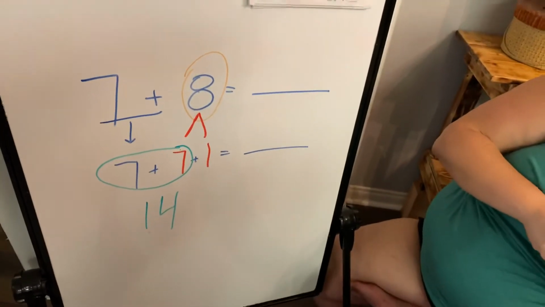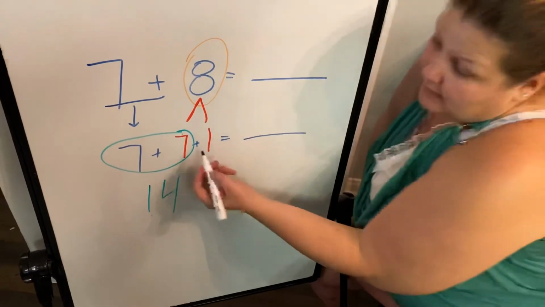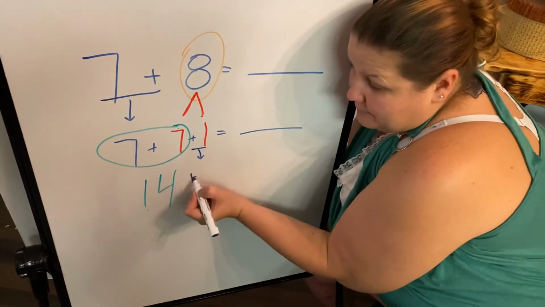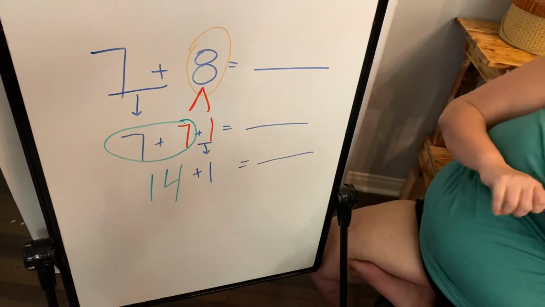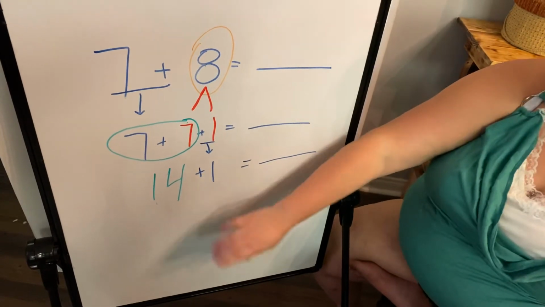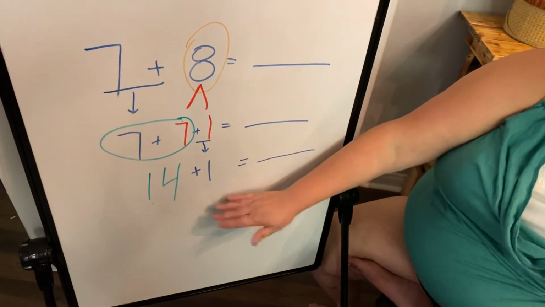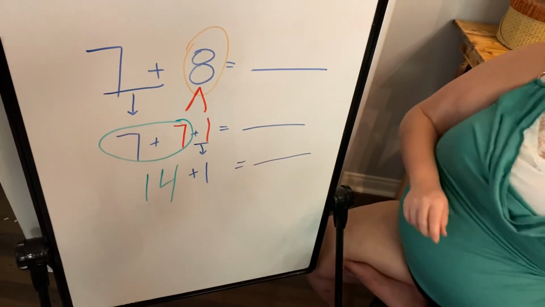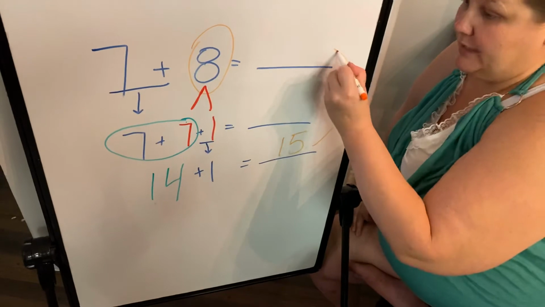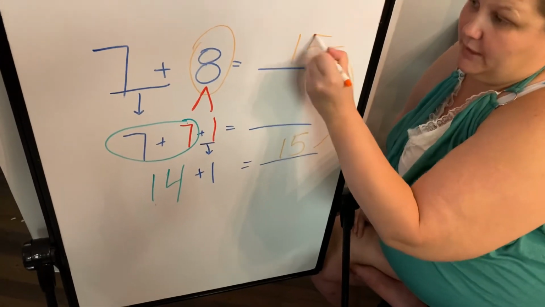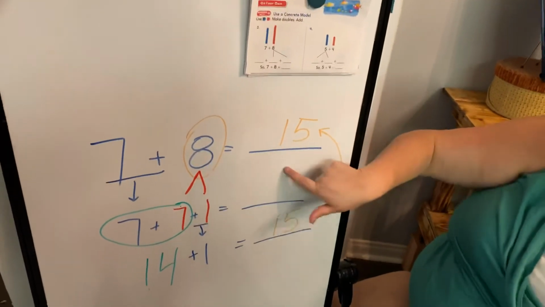If you don't know that, use your counters and use your dots and solve that piece. Then I'm going to bring down my plus 1 because I have not used it yet. And it's going to equal blank. So starting at 14 and carrying on, 14, 15. I just keep counting. 14, 15. And I have to bring that back up to my original equation. So 7 plus 8 is the same as 15.